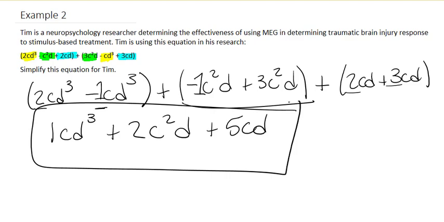So remember, when adding polynomials, combine like terms and add the numbers in front of the like terms. Remember, to actually solve this equation, you would need to know what numbers to substitute in for each variable. Instead, we're just going to simplify the equation to make it easier to solve in the future.